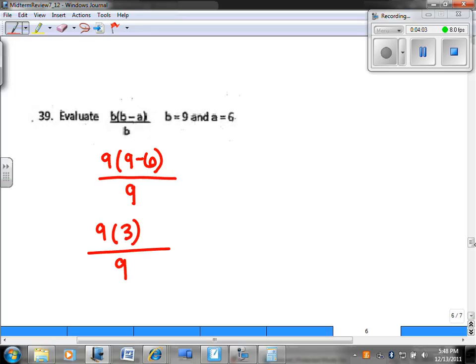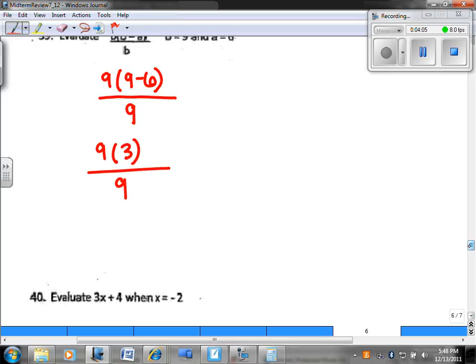Well, there's multiple ways that we could do this. We could actually multiply this out and say 27 over 9, and that's 3. Or we could have just looked up here and said, well, the 9s would cancel, so we're left with 3. Either way, we get 3 as our final answer.